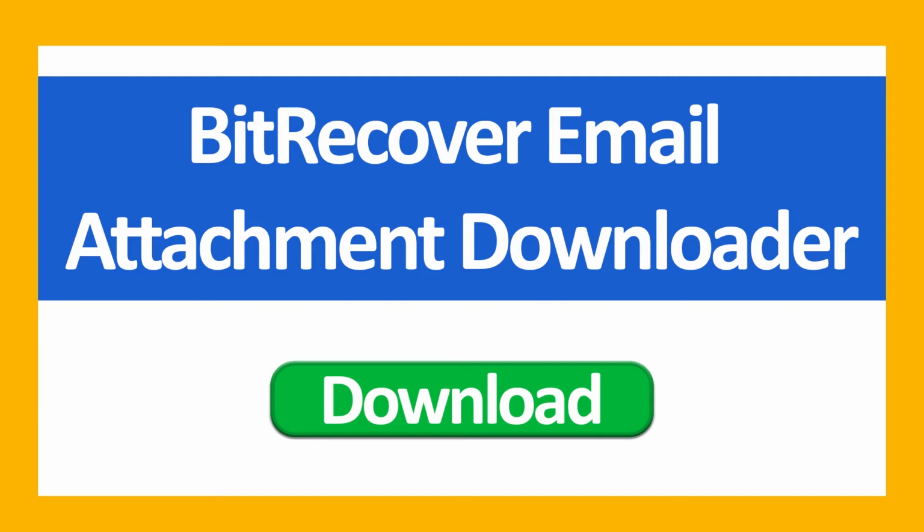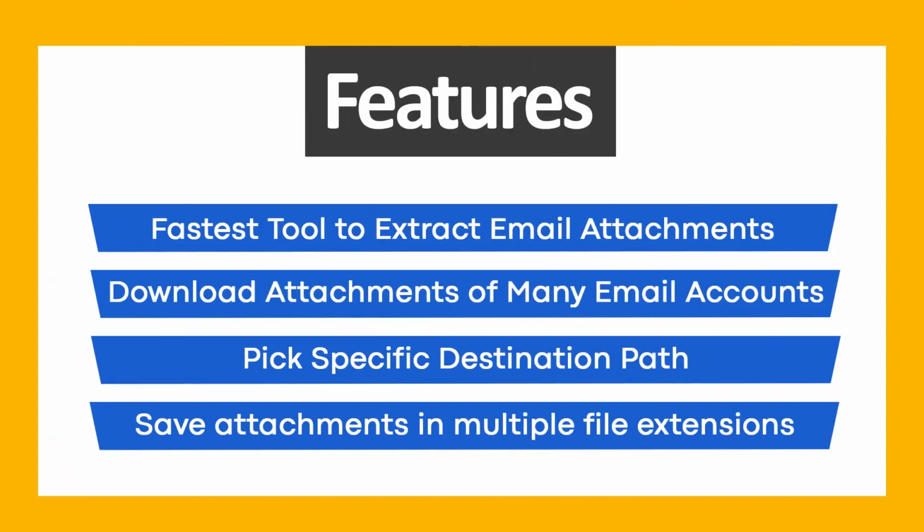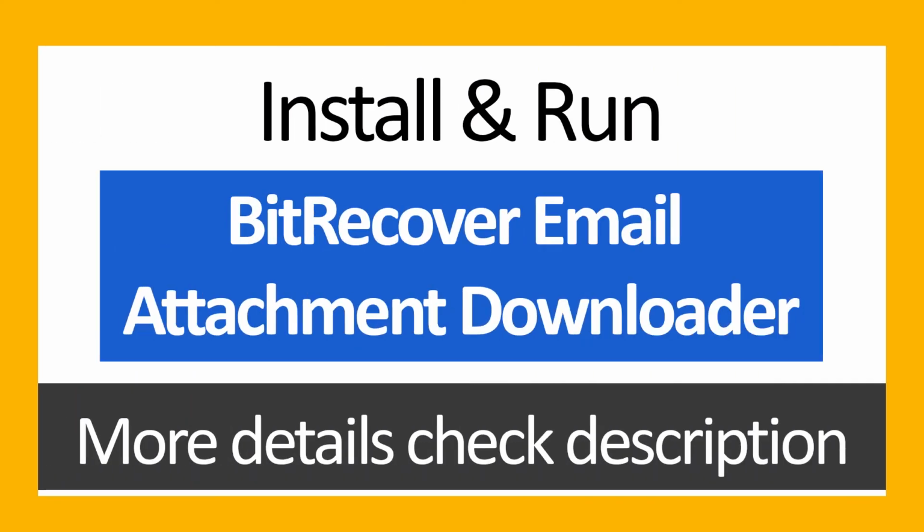First of all, download Extractor Email Attachment Downloader. Use Extractor Email Attachment Downloader and get these ultimate features. Fastest tool to extract email attachments. Download attachments of many email accounts. Pick a specific destination path. Save attachments in multiple file extensions. Install and run Extractor Email Attachment Downloader. For more details, check the description.